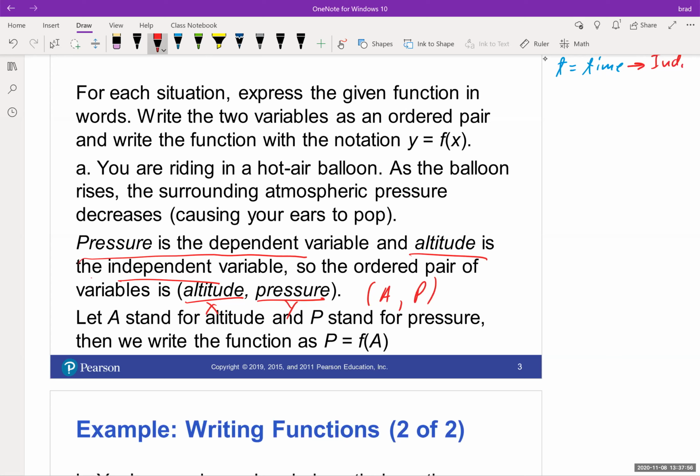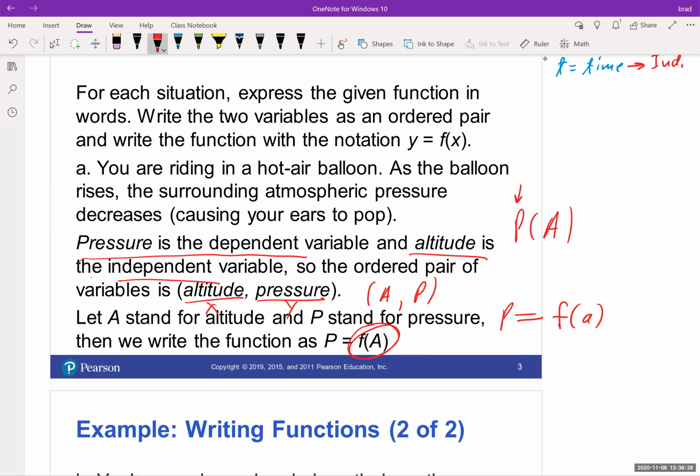So you could write it either way. It says let a stand for the altitude and p stand for the pressure. Then we write the function as p equals f of a. But what's another way to say pressure based on altitude? f of a, okay? Or I would probably write it like this, p of a, myself personally. I would say pressure based on altitude, okay?